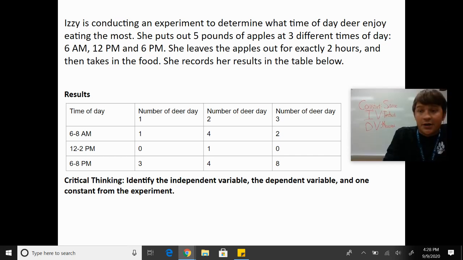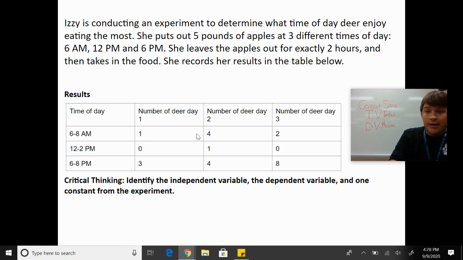One fun chance for you guys to show your knowledge, because Izzy is conducting an experiment to determine what time of day deer enjoy eating the most. She puts out 5 pounds of apples at 3 different times of day, 6 a.m., 12 p.m., and 6 p.m. She leaves the apples out for exactly 2 hours and then takes in the food. She records her results in the table below.